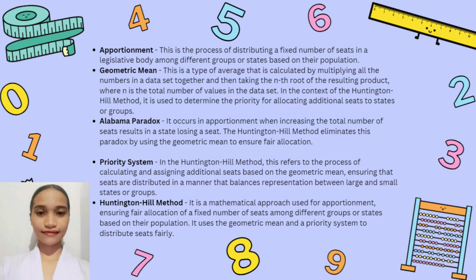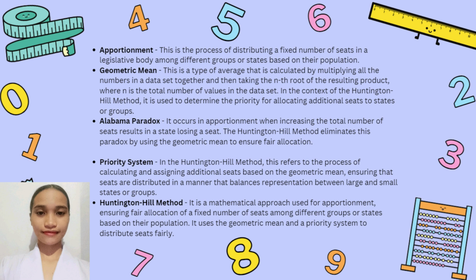Huntington-Hill method is a mathematical approach used for apportionment, ensuring fair allocation of a fixed number of seats among different groups or states based on their population. It uses geometric mean and the priority system to distribute seats fairly.